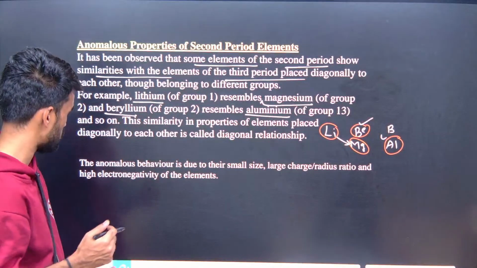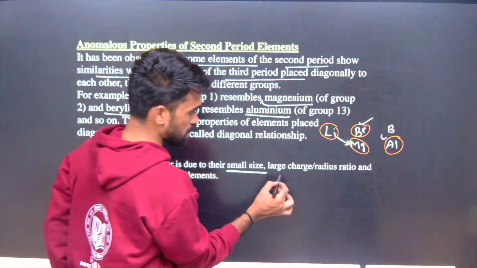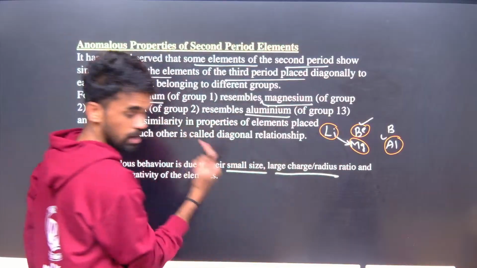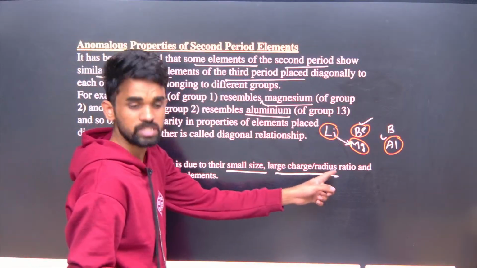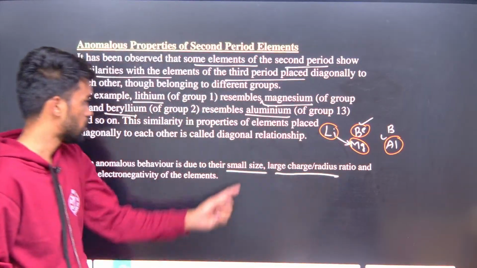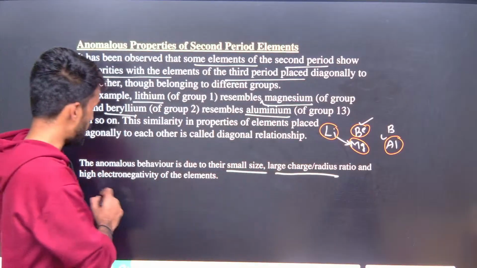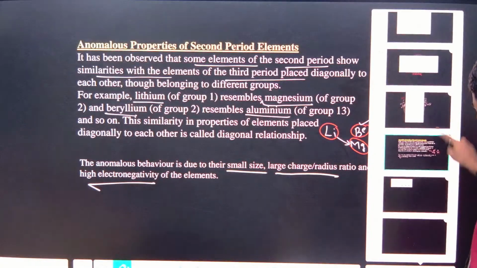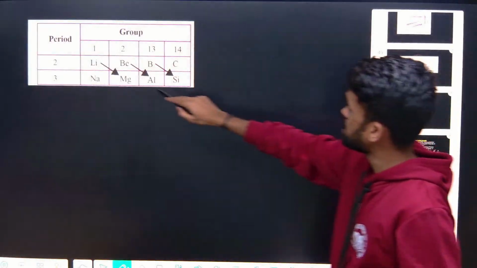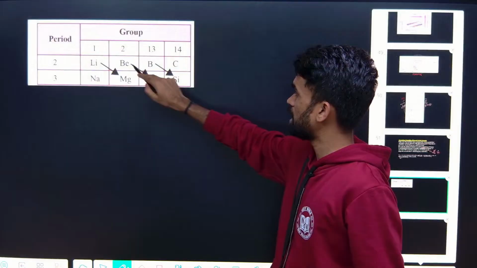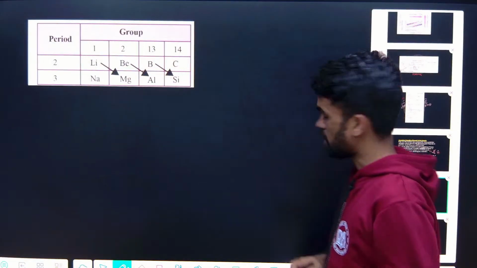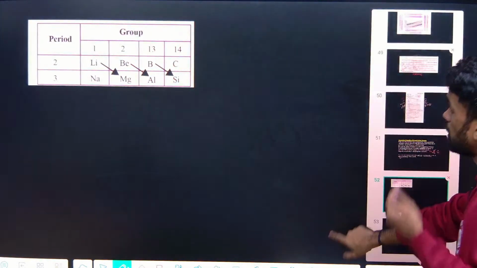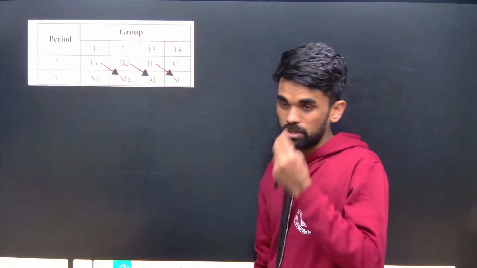What is the reason for anomalous behavior if they ask? Due to small size, large charge to size ratio or radius ratio, and high electronegativity of elements. So what are the elements? Lithium, magnesium, beryllium, aluminium, boron, silicon. This is about the diagonal relationship, or elements having diagonal relationship.